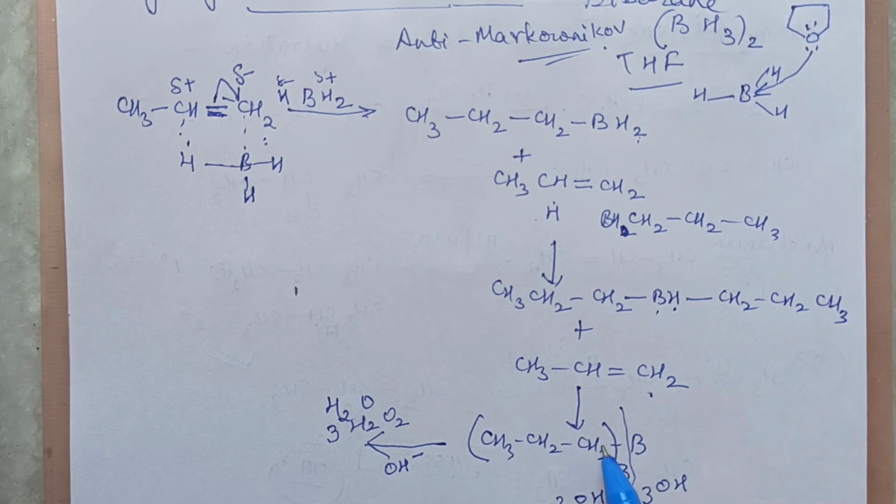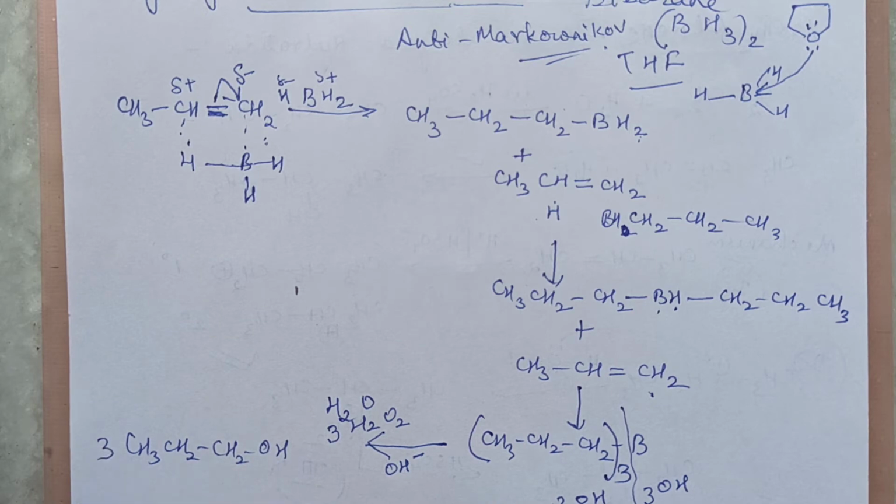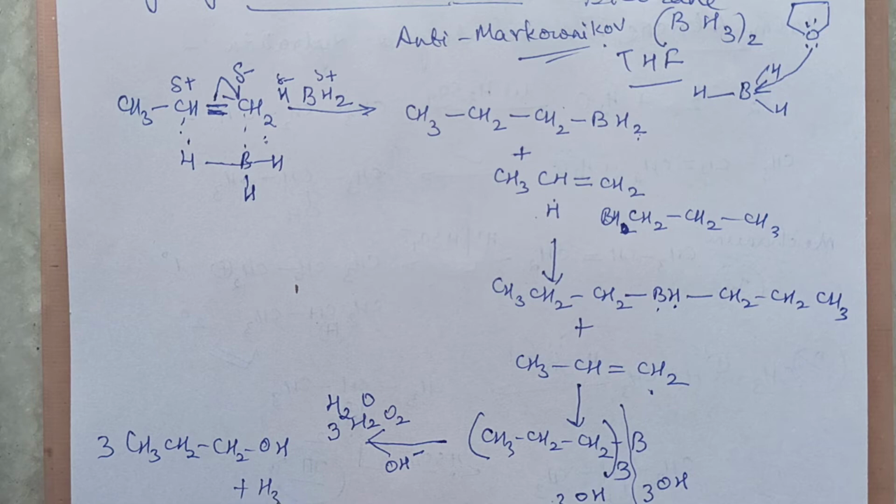So when 3 OH you write here, what will you get? CH3, CH2, CH2, OH. You will get 3 propyl alcohols and 3 OH and boron. This will form H3BO3. You will get boric acid. This is very, very important in case we want anti-Markovnikov addition of water on unsymmetrical alkene. We will follow anti-Markovnikov's rule.